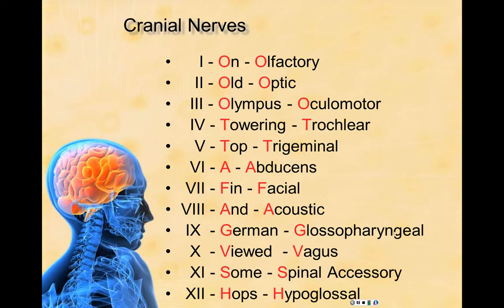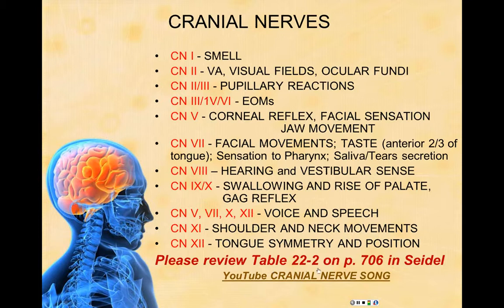Cranial nerve 11, or spinal accessory, controls shoulder and neck movements. And cranial nerve 12, or hypoglossal, tongue, symmetry, and position. And there they are listed for you. I posted a little YouTube cranial nerve song on Blackboard for you. It might help you in understanding and remembering the cranial nerves, and it was kind of fun. So if you have time, take a look at that.